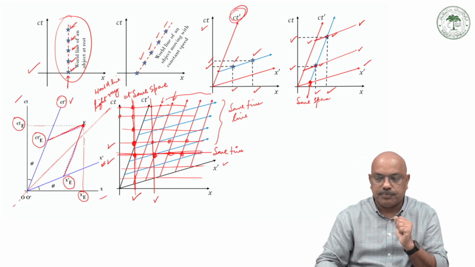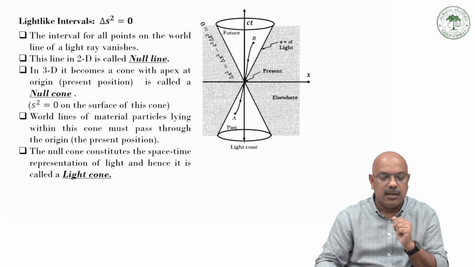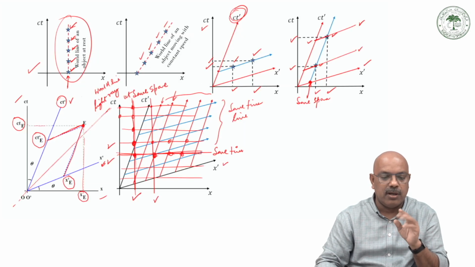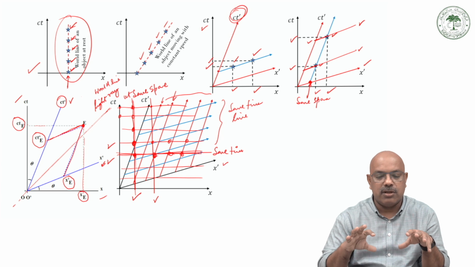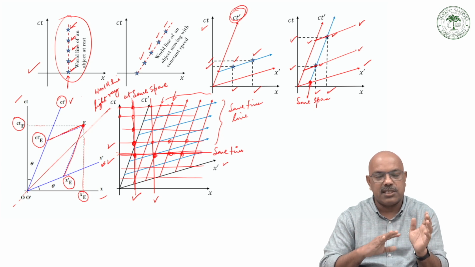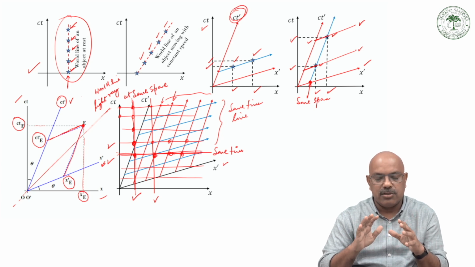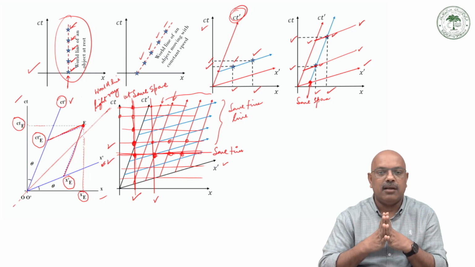Okay, so in the next class I'll start from here. This concept of space-like and time-like intervals will be repeated, and then we will move further to define the four-vector concept.